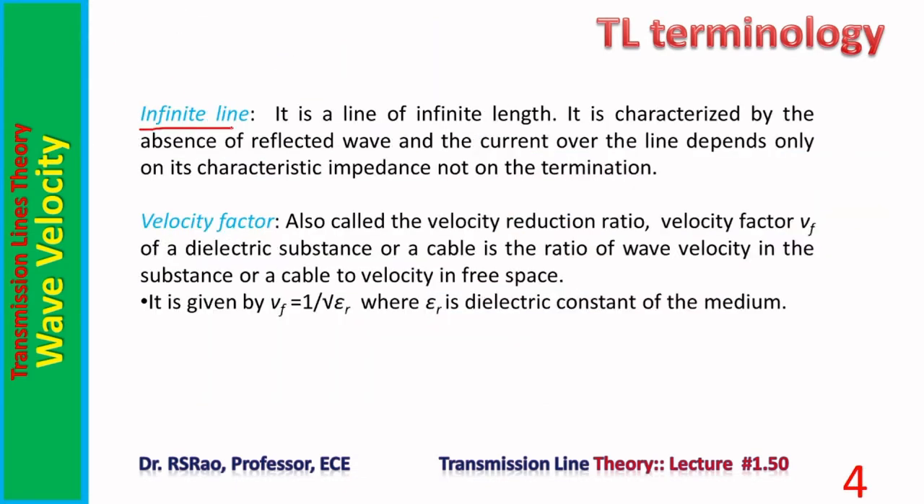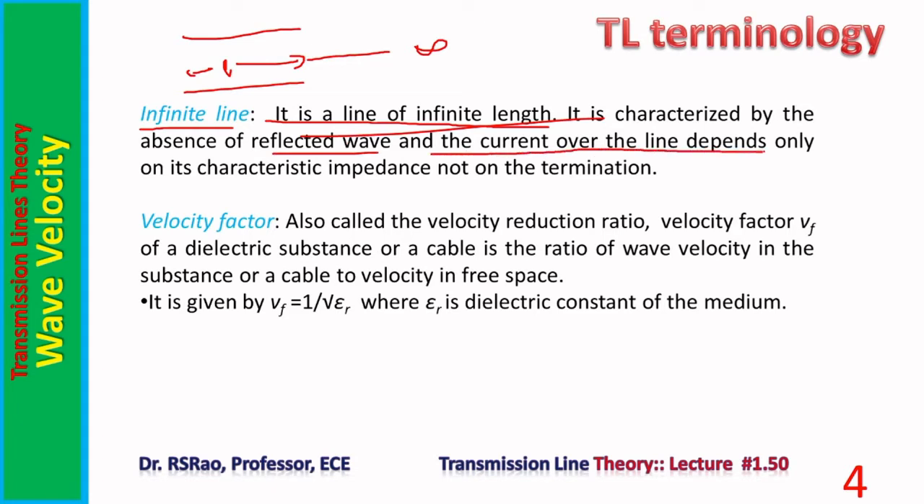What is an infinite line? It is a line of infinite length. Consider a line. Let us say length is L. If you make L infinity, then it becomes an infinite line. It is characterized by absence of reflected wave, and the current over the line depends only on its characteristic impedance and not on termination. Velocity factor, another term which we need to understand the meaning of. It is also called velocity reduction ratio.